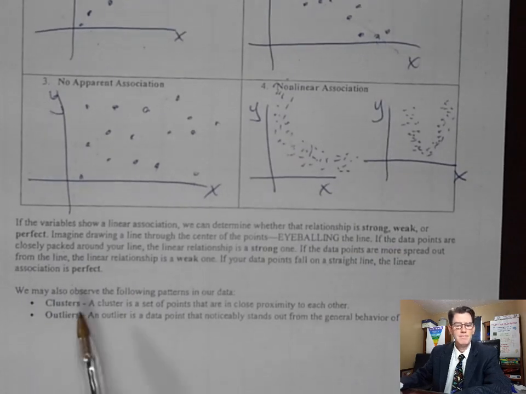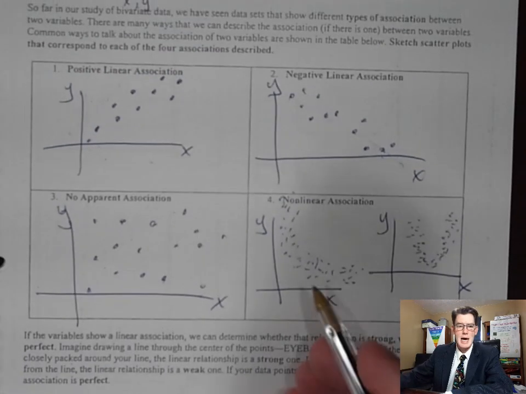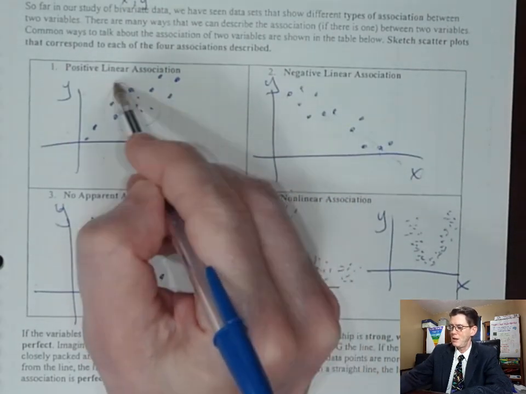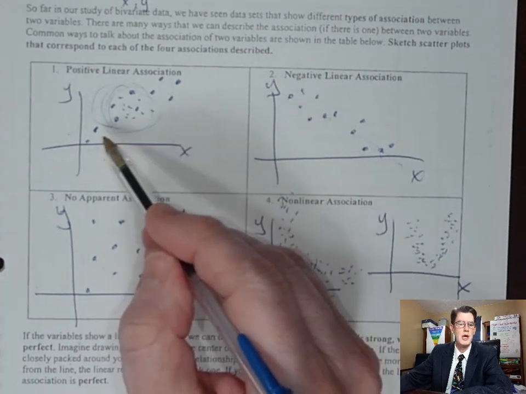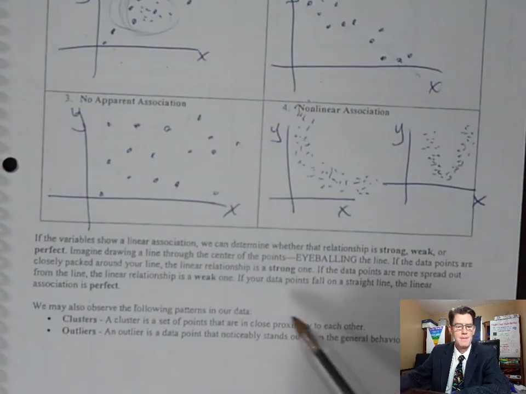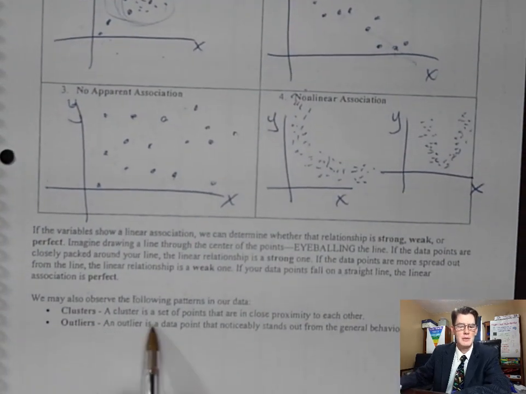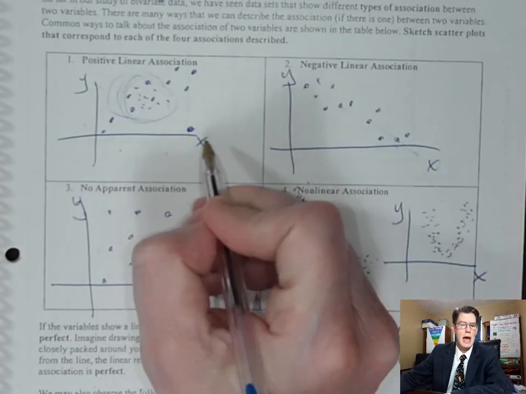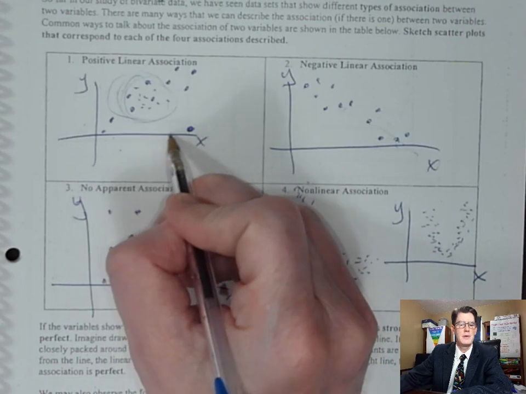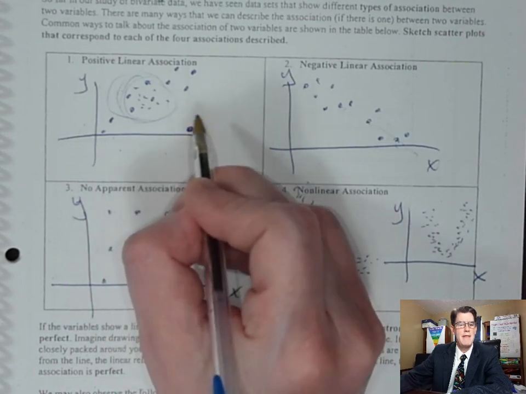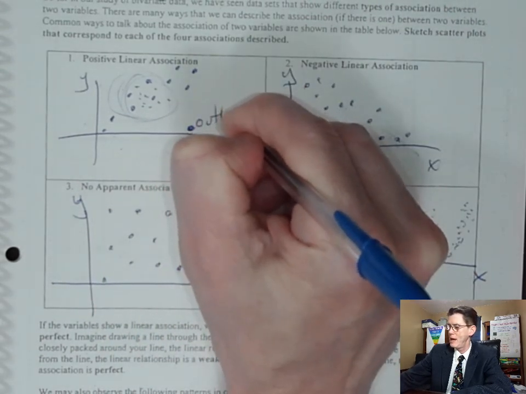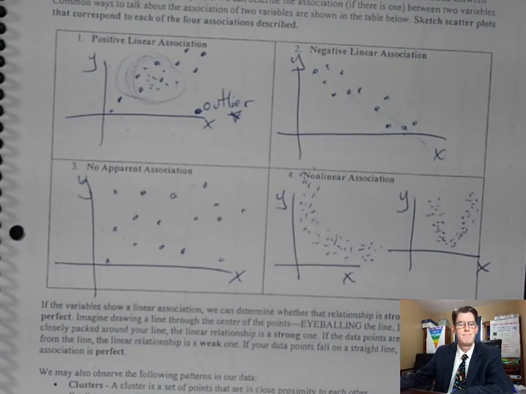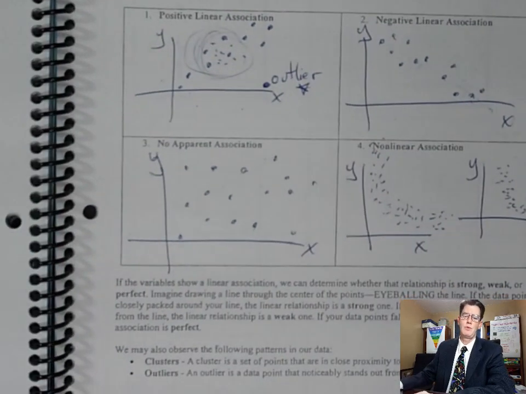You might see clusters, like right here, a cluster of points in this linear association. And you might also see outliers, something that noticeably stands out. You've got one like something happened way out here. Whoa, what's going on if something's really big but it stayed small? What happened in that situation? That would be an outlier. In real life, this is what you'll see.